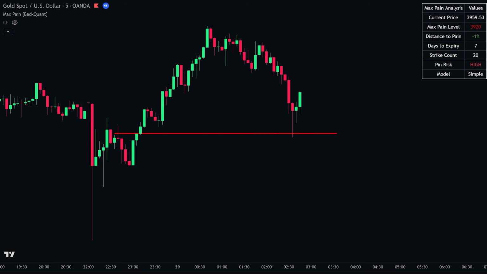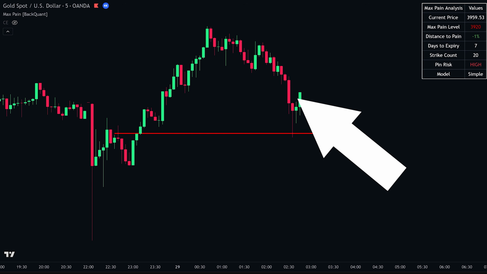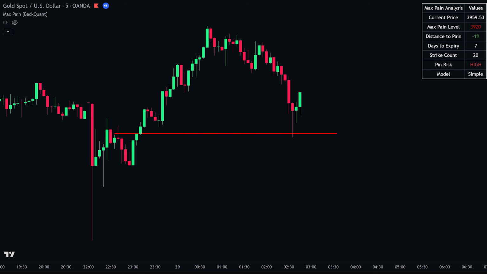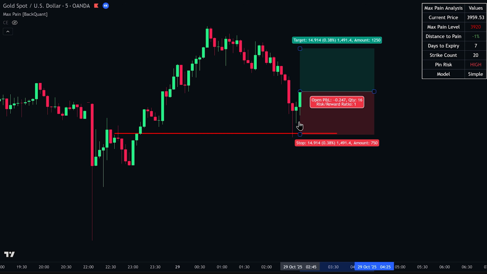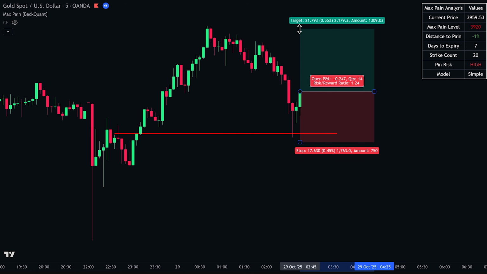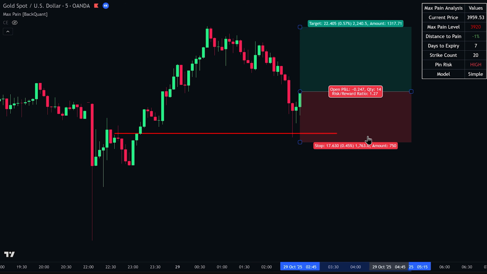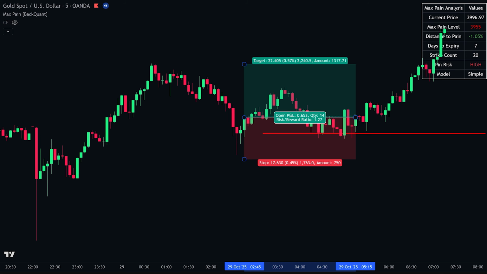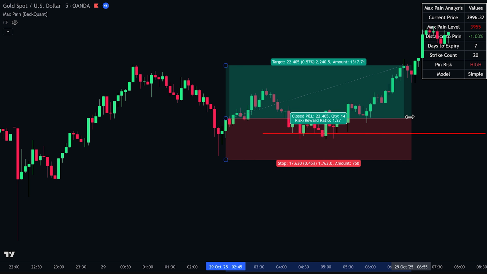Wait for a bullish candle to form and close clearly above the max pain line. This confirms that the rejection is valid and that the market is ready to push upward. Enter your buy at the close of the bullish rejection candle. Place your stop loss just below the lowest wick that touched or slightly broke the max pain line. Set your take profit at the next visible resistance area. If this setup plays out correctly, you'll notice price continues to bounce higher from the max pain level, often reaching your profit target quickly as market pressure builds toward expiry.